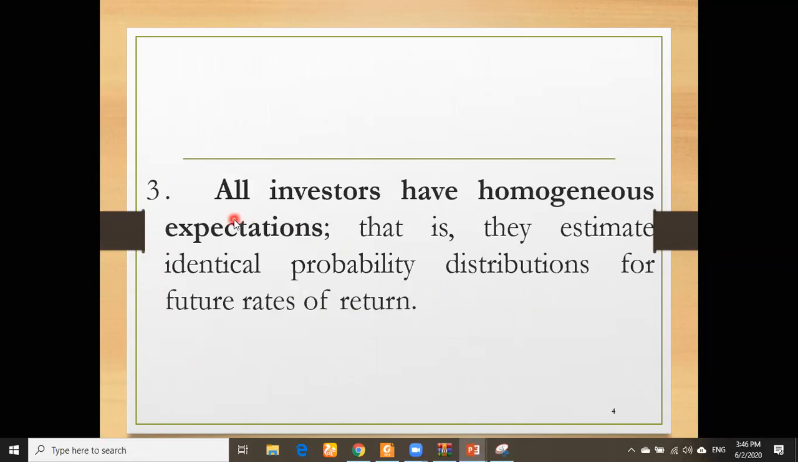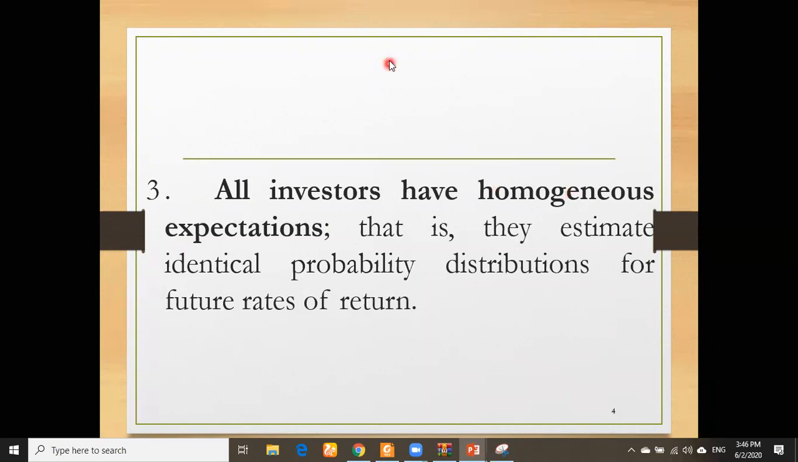What is expectation? It means the expected return. So the expected return is usually calculated based on probability, right? Expectation is always derived from some probability. So whenever we are talking about homogeneous, homo means same. Homogeneous expectation means that all of the investors are actually applying the same type of probability.